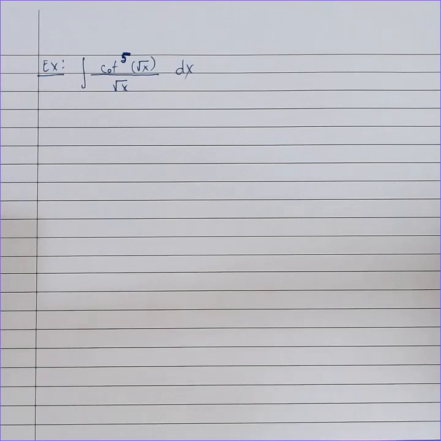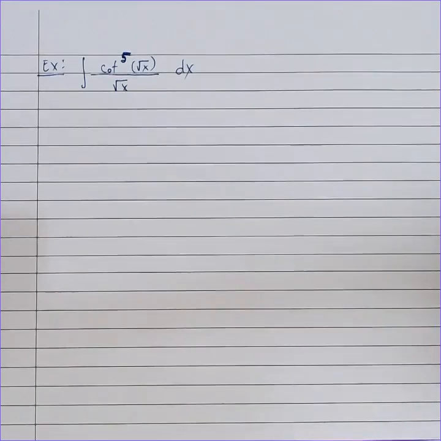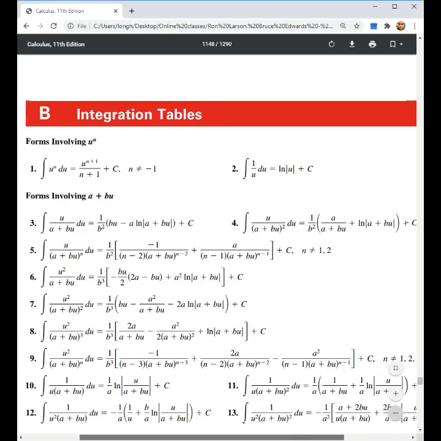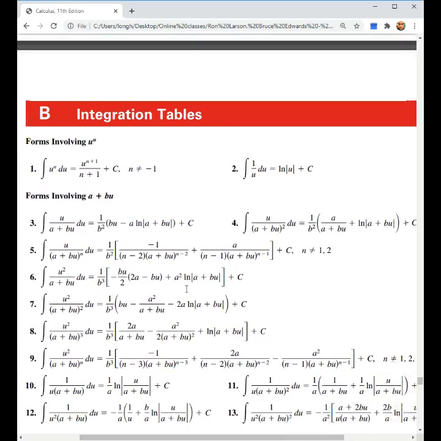Remember that the integration tables that I'm currently looking at are in the back of your book in the appendix section, Appendix B, and it'll look like that. Integration tables, Appendix B. If you go ahead and pause the video, give that a try, and once you're done, go ahead and unpause and we can go through that one together.